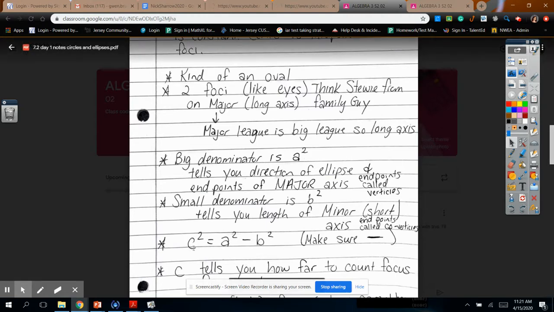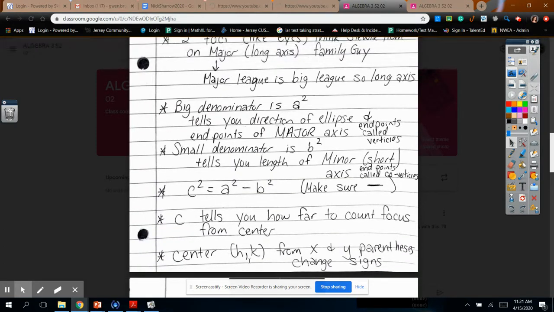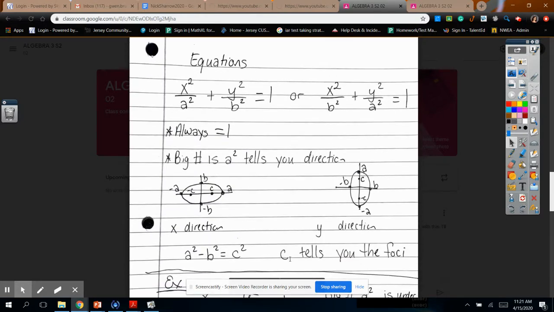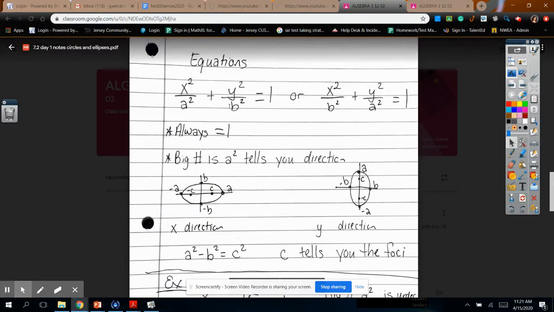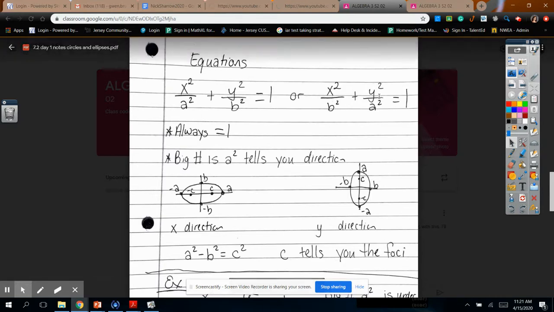This formula looks like the Pythagorean theorem, but it is not. It is a minus sign, and that's going to tell us how far to count for the eyes. And then the center is still going to be (h, k), x from x, y from y. Okay, so here are the two equations. So like I said, they're going to have fractions now, and it always equals 1. When we talk about hyperbolas later, they will always equal 1 as well. Today, all of the centers are going to be at (0, 0), so we're not going to have any parentheses around the x or y.